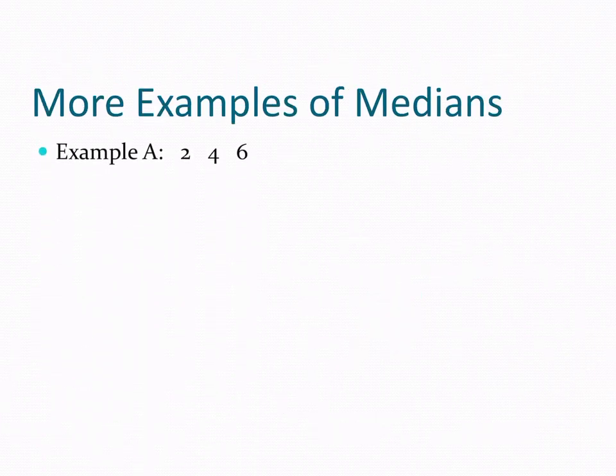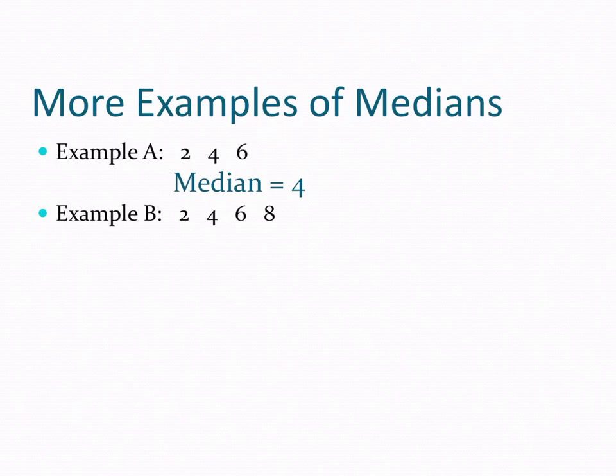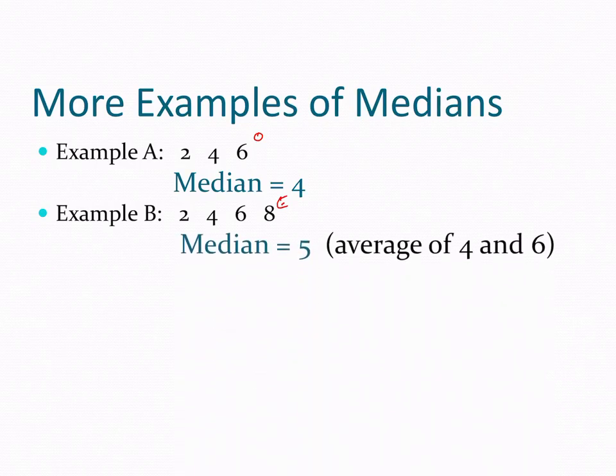More examples of medians. Here we have an example of our data set 2, 4, and 6. The median value here is 4. It's the middle value that has been shown. Another example, we have 2, 4, 6, 8. As you can see, the first one is odd and this one is even. So when it's even, take the total number, add 1, divided by 2. When we work that forward, you're going to get 2.5, which is a value in between here. So you take 4 plus 6, divide by 2, and you get your median of 5.